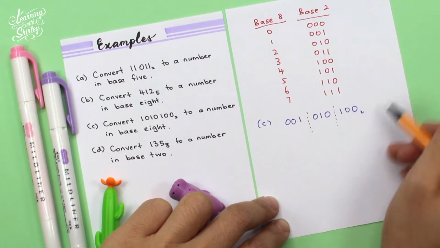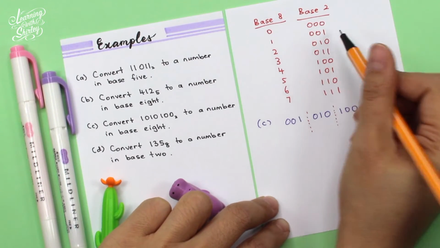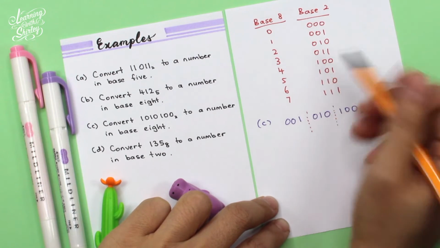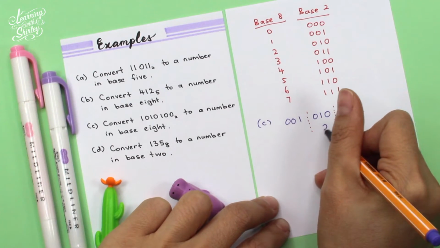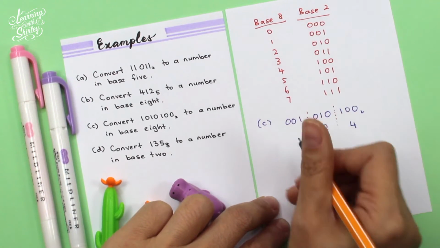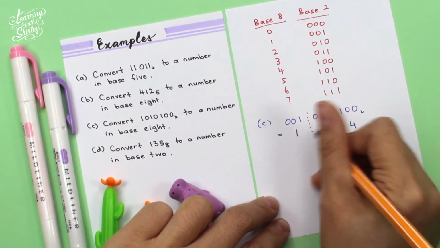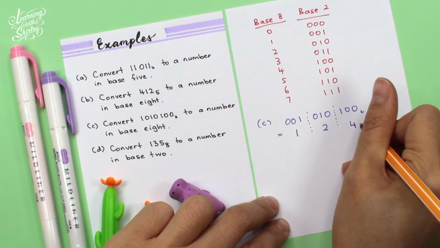So 100. Let's look at this list. Okay, so 100 is 4, so I'm going to put 4 here. Then 010 is 2, so 2. 001 is 1, so it's 1. So the answer is 124 and it's base 8.